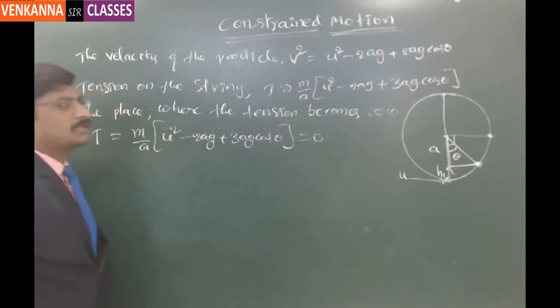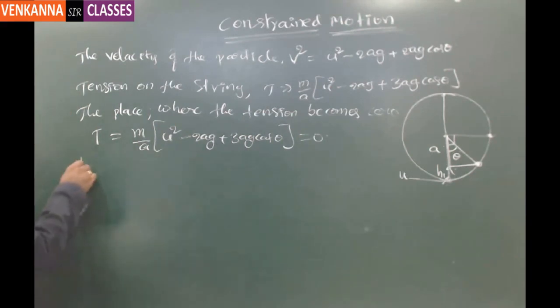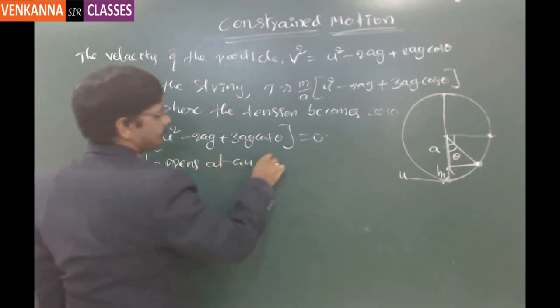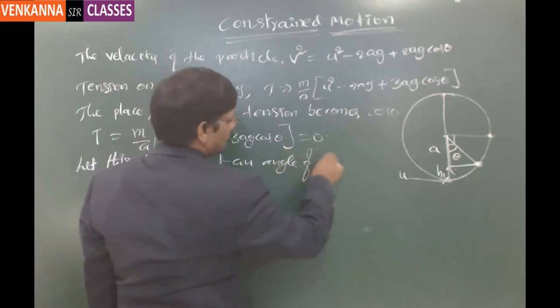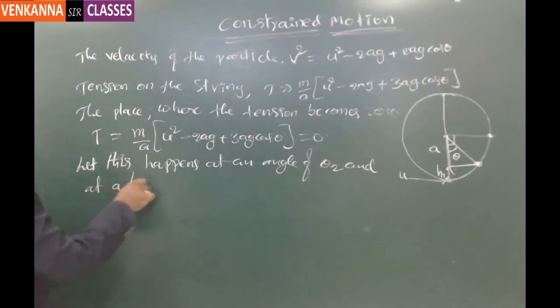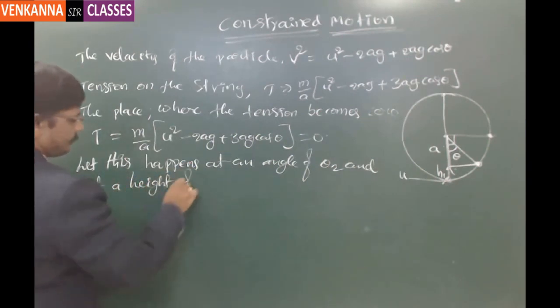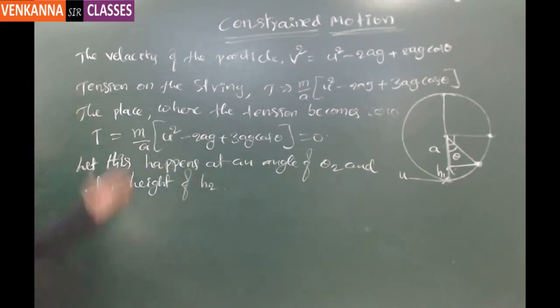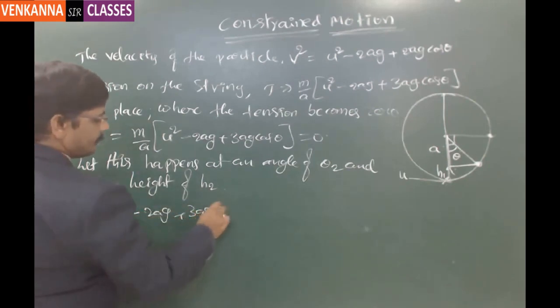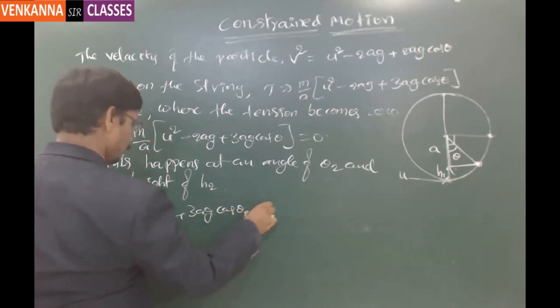Let us say this is becoming 0 at a height of h2, at an angle of theta 2. Let this happen at an angle of theta 2 and at a height of h2. Then we can simplify: u square minus 2ag plus 3ag cos theta 2 equal to 0.